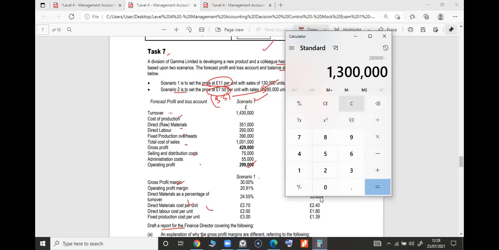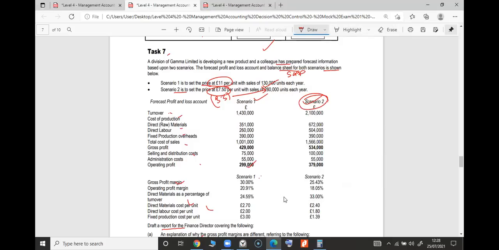Okay, 280 minus 130, so 150. Can you please give me what percentage extra volume we sold in scenario 2? I'm doing the back end.